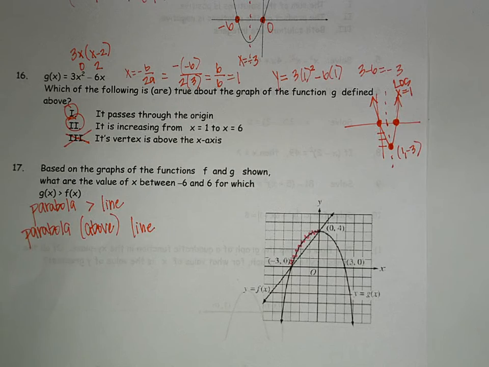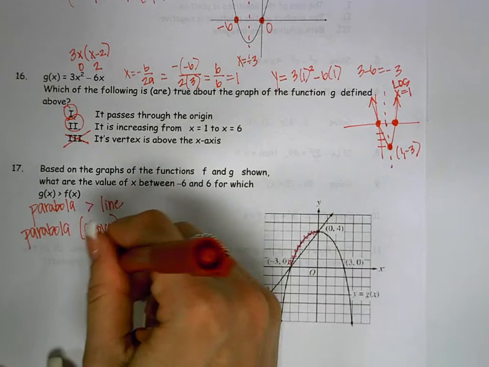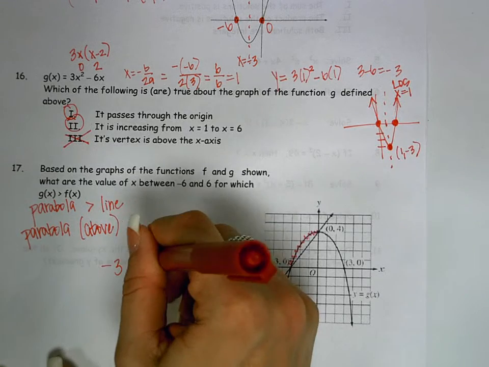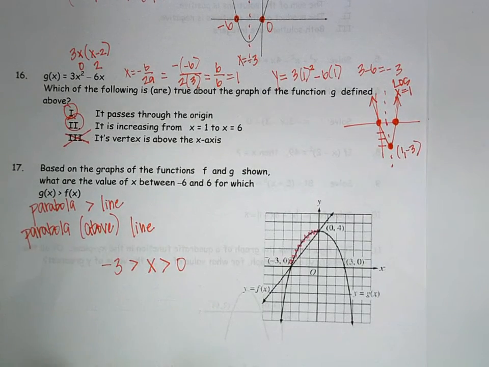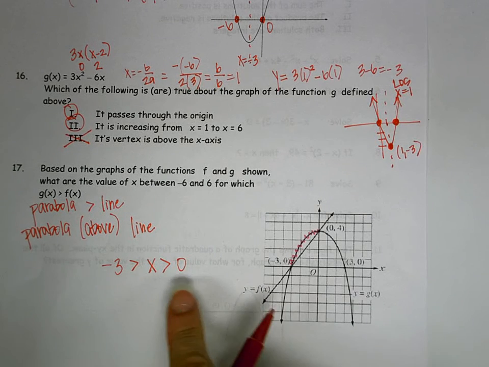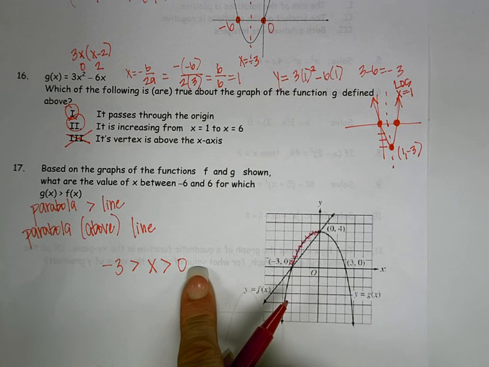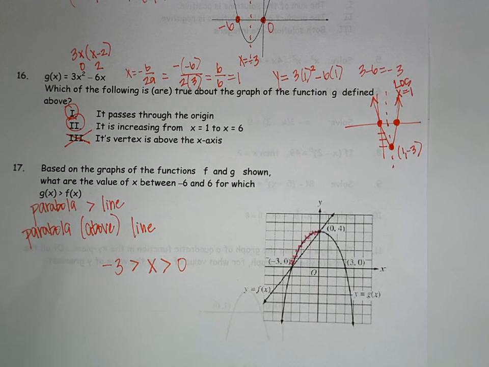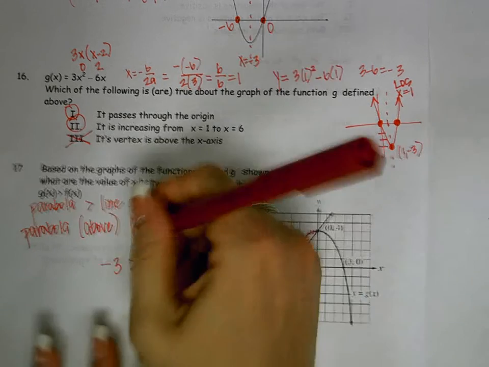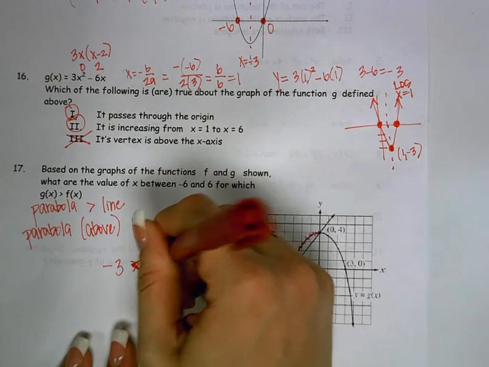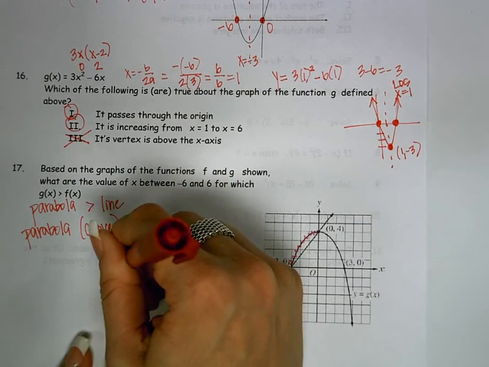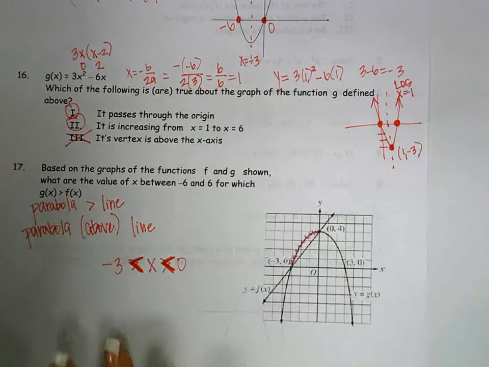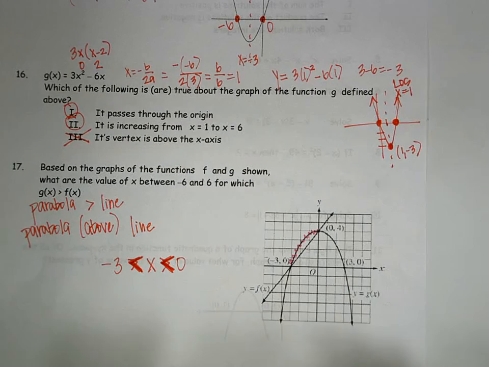The x values would be between negative 3 and 0. Oh, I'm sorry, no, that's backwards. x is between 0 and negative 3, so greater than negative 3 but less than 0. Okay, that's it. Any questions?